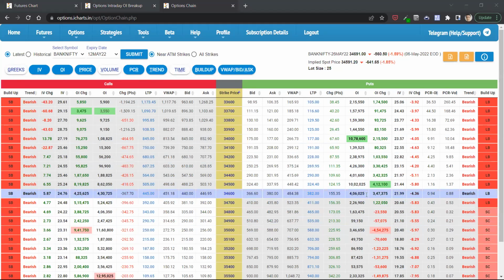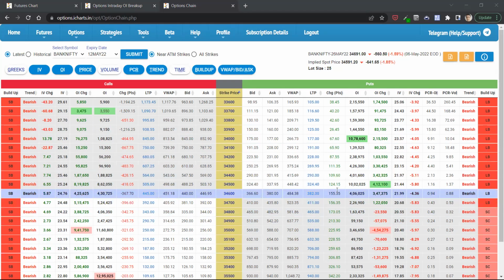Now here what is happening is there is a price change. Price change is positive, and OI change also is positive. Here, wherever you are seeing bearish, that is short buildup. Sorry, long buildup is happening, because price is increasing and OI also is increasing.